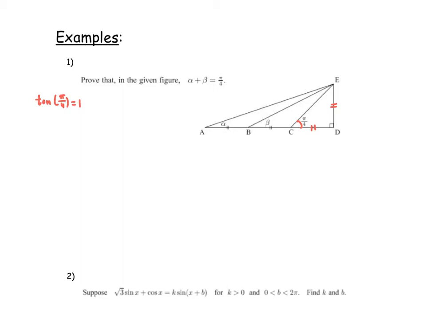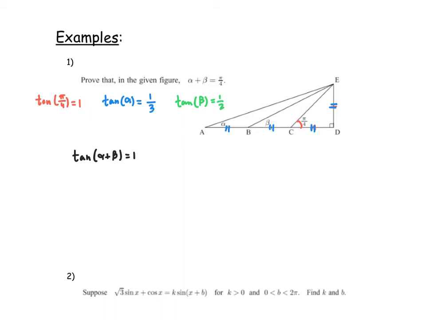Let's look at the tangent of alpha. Tangent of alpha would equal 1/3, and the tangent of beta would be 1/2. So if alpha plus beta equals pi over 4, then the tangent of alpha plus beta should equal 1. If we can assume that alpha plus beta equals pi over 4, then the tangent of alpha plus beta should equal 1. Actually, I'm going to go back a second here. Let's find the tangent of alpha plus beta and show that it equals 1.